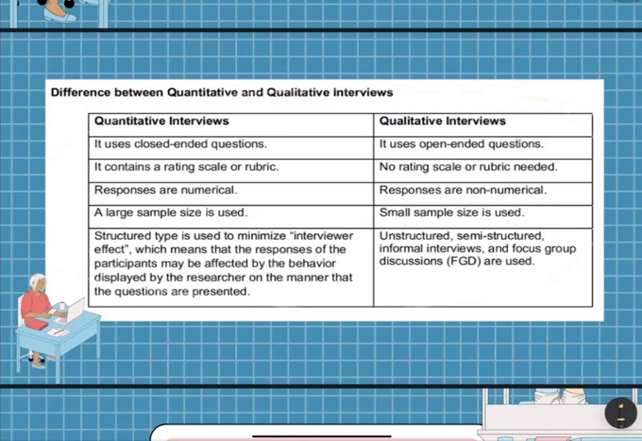So qualitative interviews are actually the complete opposite of quantitative, because instead of using close-ended questions, you use open-ended questions, no rating scales, responses are non-numerical, and there's no limit. The interviewee could freely give their response. But sample size is small, usually just a few, because in qualitative interviews we process this through thematic analysis. So we transcribe the interview and then we do some coding, which is a long process compared to quantitative interviews. All right. Next.